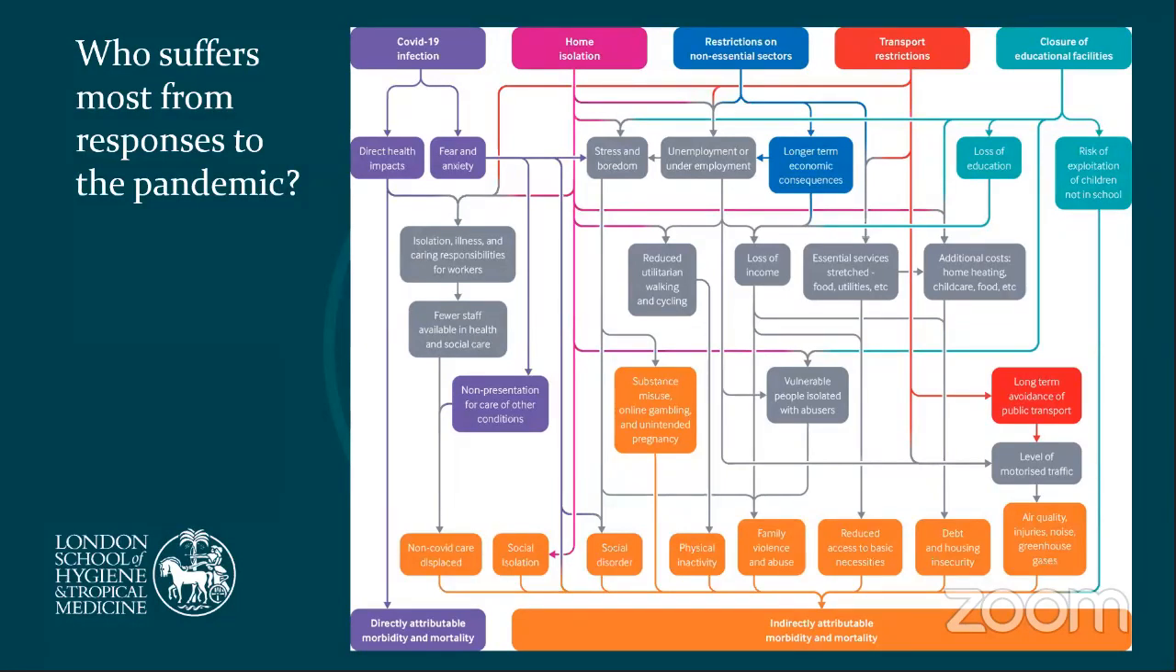Of course, the infection has a direct role in killing people, but home isolation has consequences, particularly in areas like mental health, substance misuse, online gambling, and so on. Restrictions in health, in education, in transport have implications, and we have a whole series of consequences: physical inactivity, family violence, access to basic necessities, debt, housing insecurity, and so on, all of which contribute to the indirect effects of the pandemic. So we need to be particularly careful there.